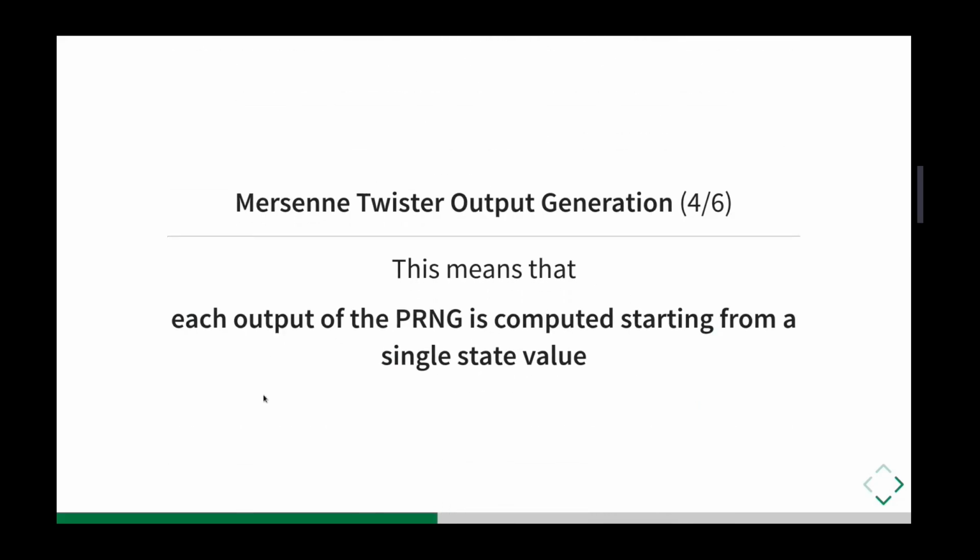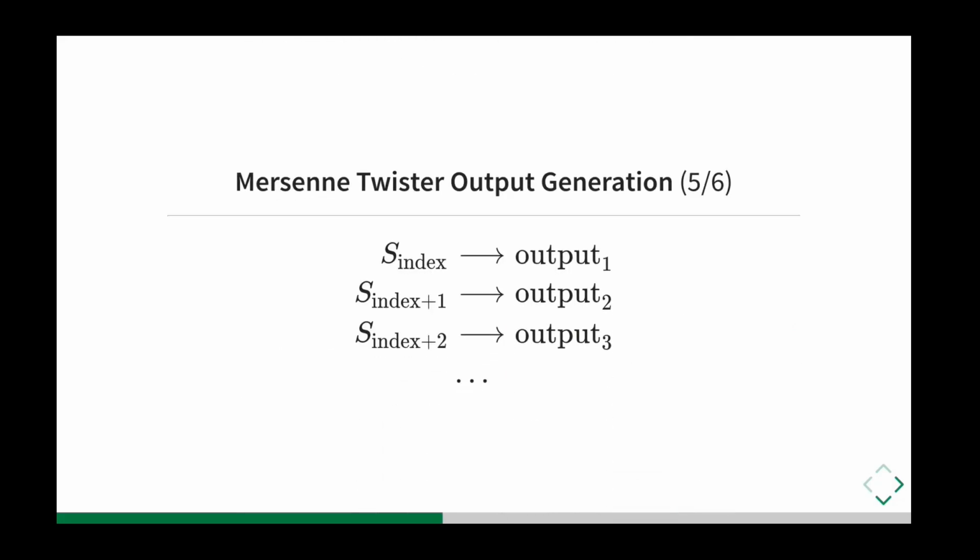So this means, really important, that each output that I see outside is computed starting from a single state value. So S of index gives me output 1. Then I increment the index. The next time is going to be S of index plus 1. Of course, this mapping is through a function. I don't see directly the state value. I see a function of the state value. But still, it is a function of only that state value. And this is going to be really important because if we see an output and we see that we are using a Mersenne Twister, we will know that that output was computed starting from a function of an internal state of the generator.